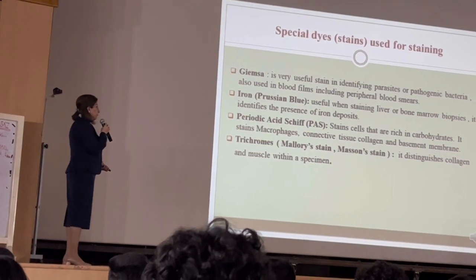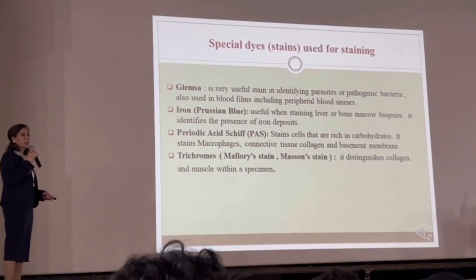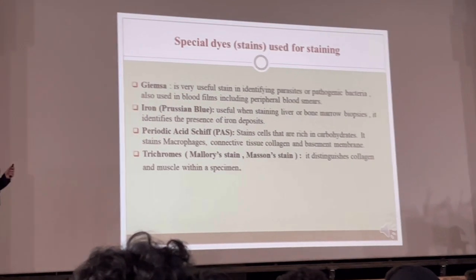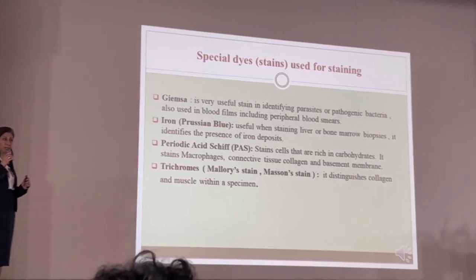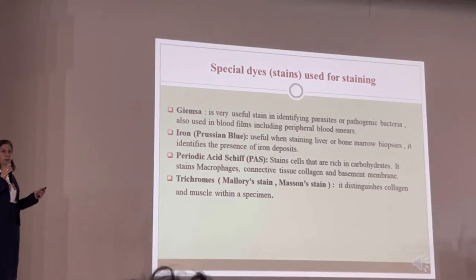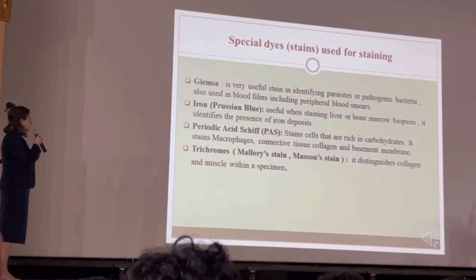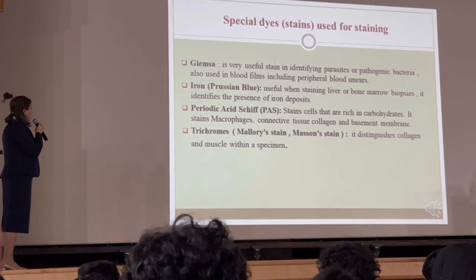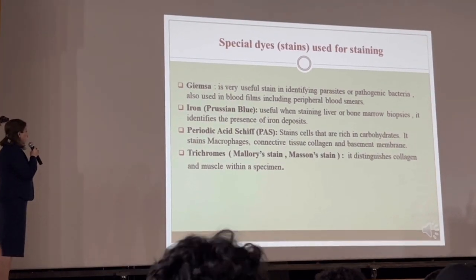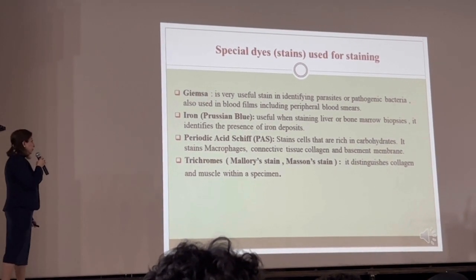Regarding the special dyes for certain parts or certain ultrastructures of the cell that we cannot see with the routine dyes. Now we have the Giemsa stain. It's a very useful stain in identifying parasites or pathogenic bacteria, and it is also used in blood films, including peripheral blood smears.